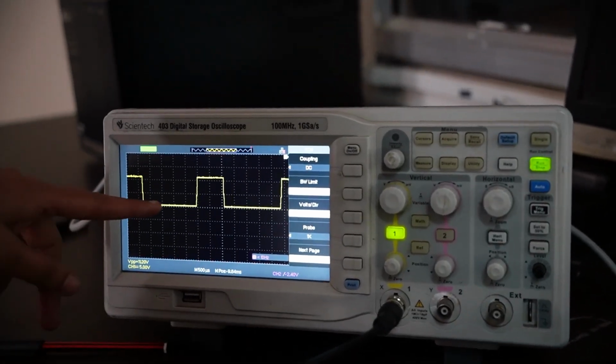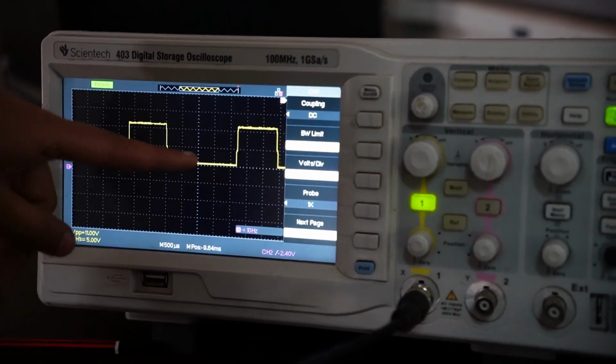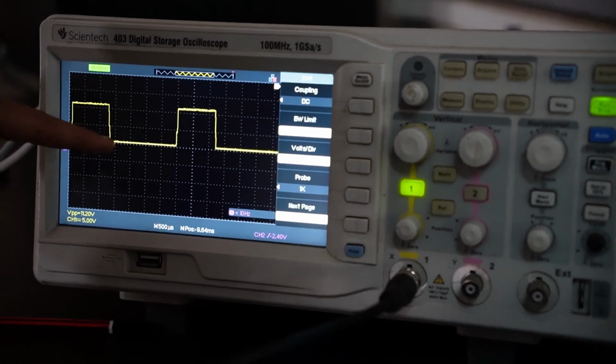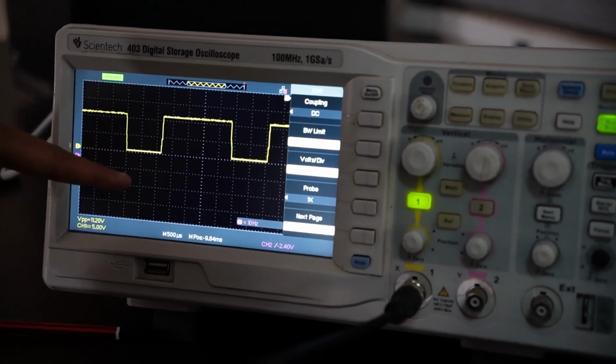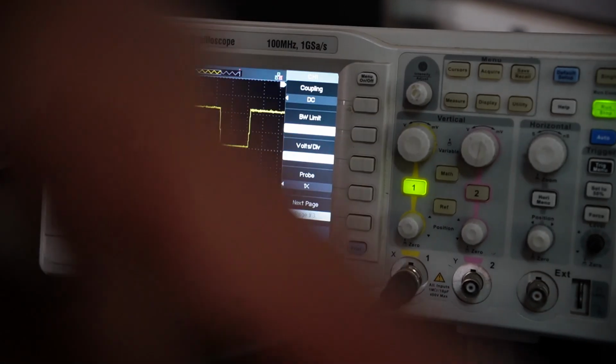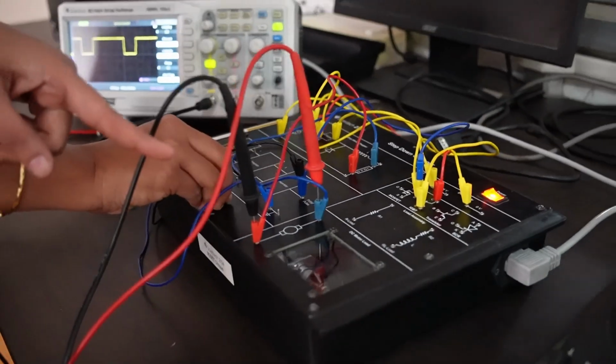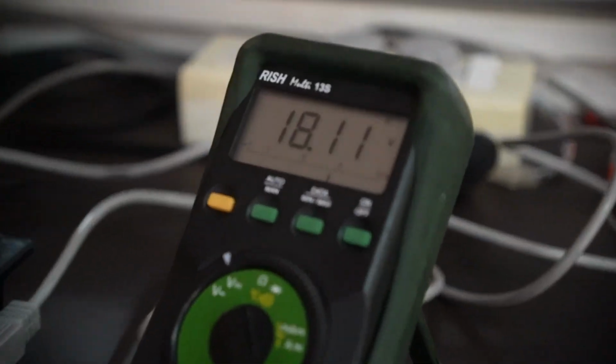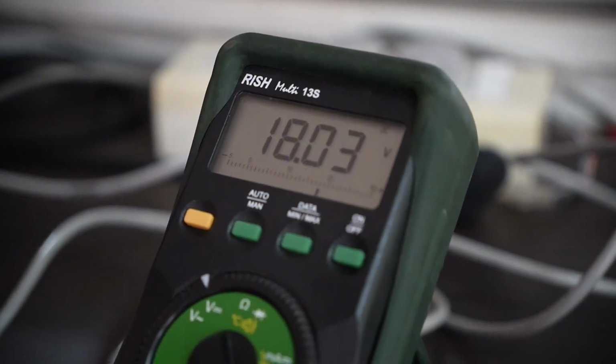You can see here, as I am varying the T on, this is called the T on period, and this is nothing but the off period. So I am varying the on period of time. As I am varying, you can see the motor speed is also increasing.